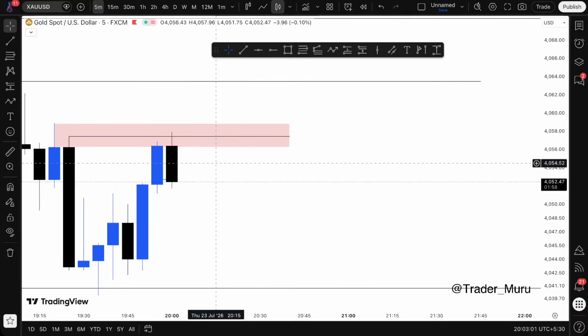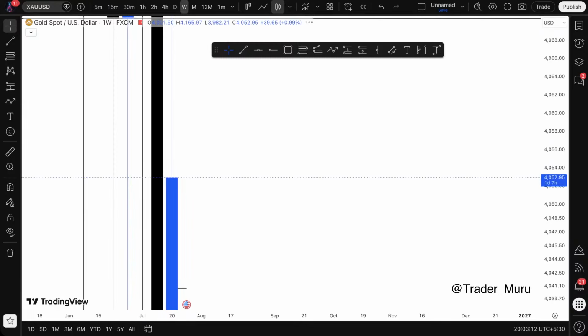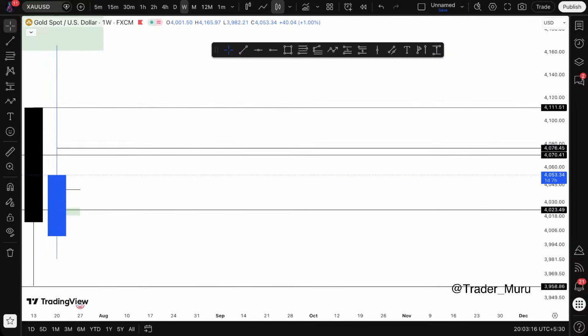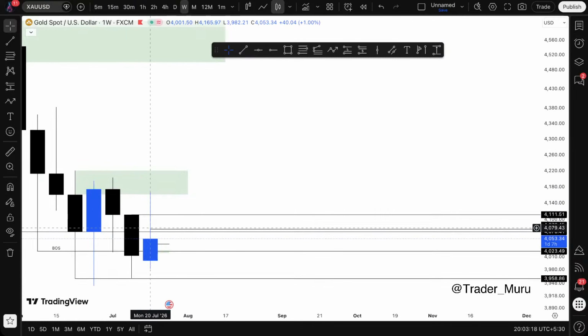Sorry bro, I ask you again, if tomorrow weekly closes below, which level? Definitely will drop below 3960. Tomorrow's weekly close should be somewhere near 4070. 4070. Okay.